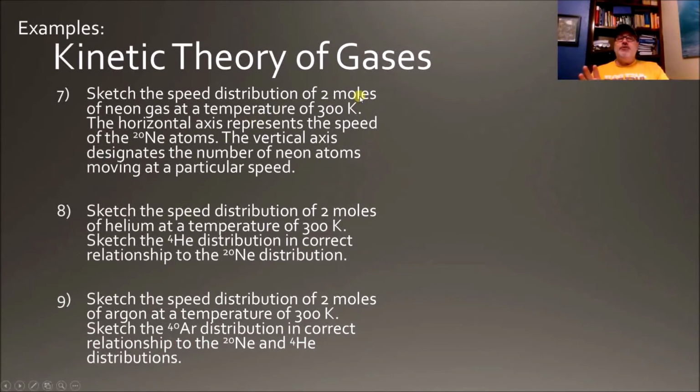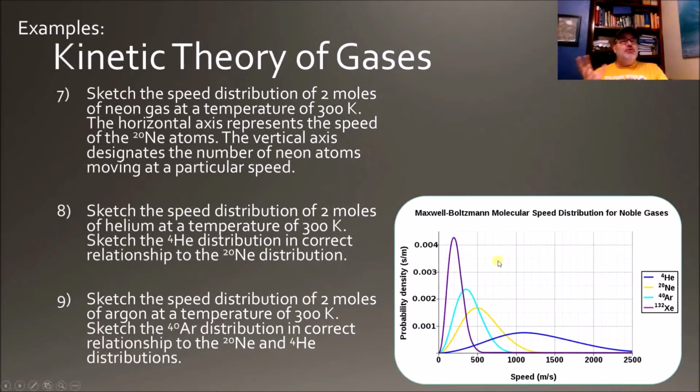All right, I'd like for you to try this one on your own, see if you can sketch these. Sketch the speed distribution for a couple of moles of neon gas at a temperature of 300 Kelvin, with a horizontal axis representing the speed of the neon molecules. The vertical axis is the number of neon molecules moving at that particular speed. Then number 8 asks you to repeat the same thing for helium, and number 9 says repeat the same thing for argon. Make sure that they're in correct relationship to your original neon.